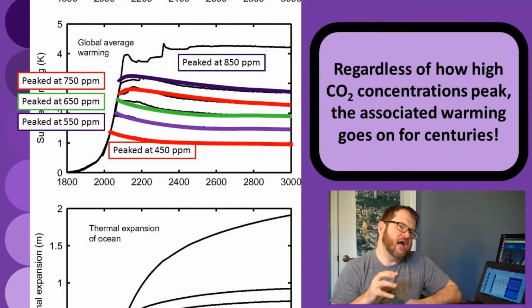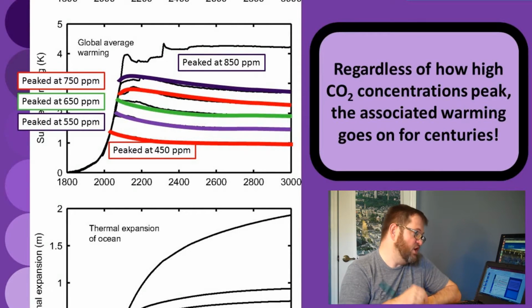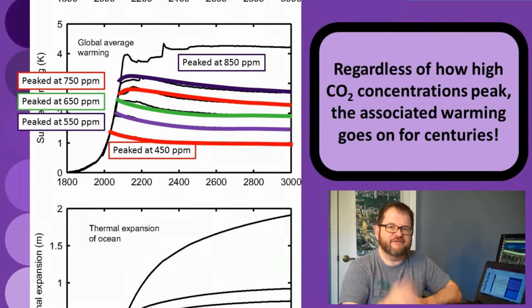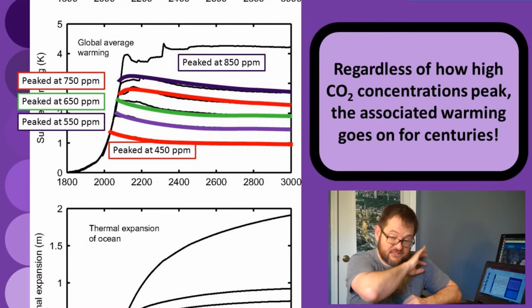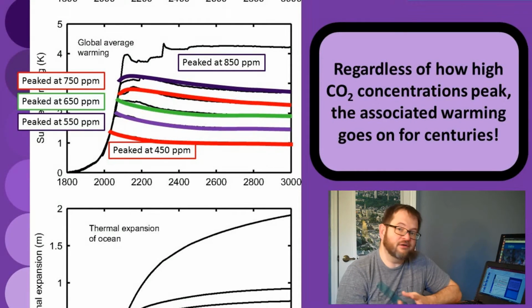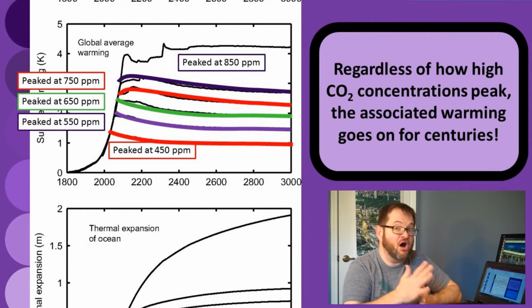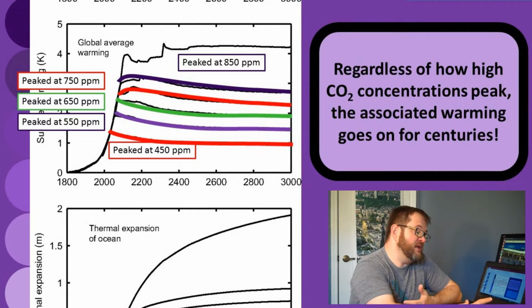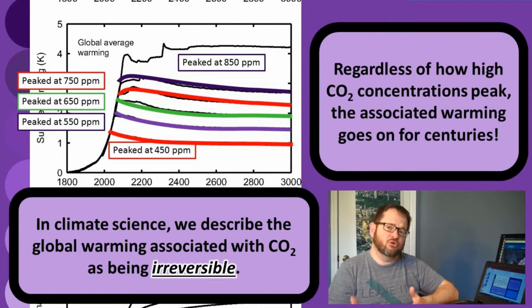So, regardless of how high we let carbon dioxide concentrations get, whether we are peaking at 450, 550, 650, or 850 parts per million, no matter what, the consequences for the distant future are surprisingly large. The associated warming doesn't go away when we get off of fossil fuels. The associated warming goes on for centuries. This is where we get this term irreversible climate change.